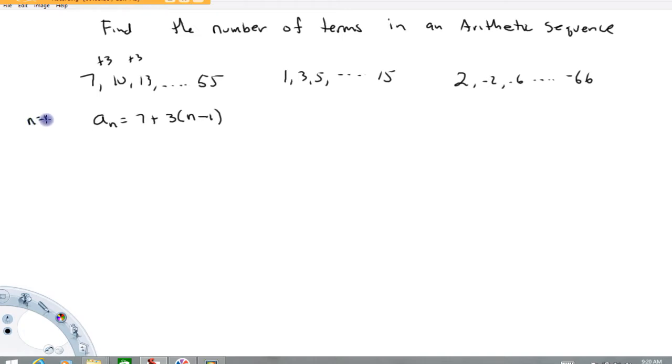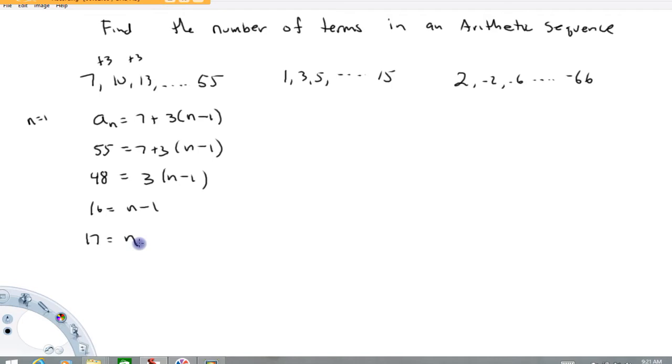All right, and what we're going to do now is use this formula here to figure out n, placing the 55 at the last term. So we're going to have 55 equals 7 plus 3 times n minus 1. And n is now the unknown that I'm trying to find. Let's subtract 7. So that's going to be 48 equals 3 times n minus 1. Subtracting 7 from 55. Dividing by 3, 16 is equal to n minus 1. Adding 1, so 17 is equal to n.